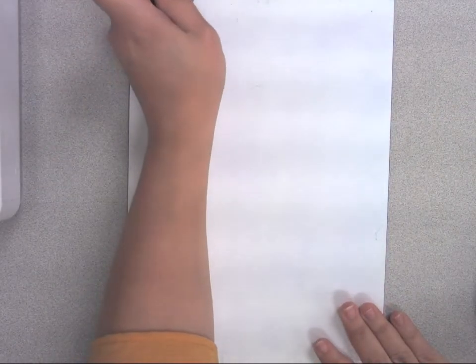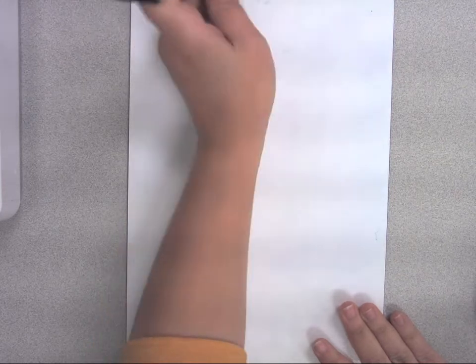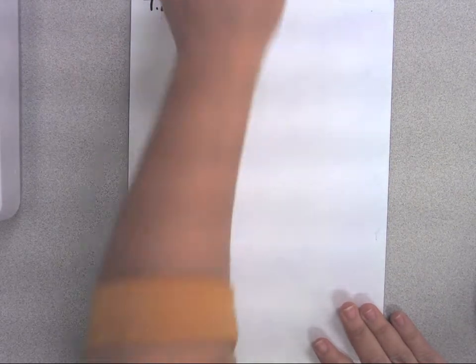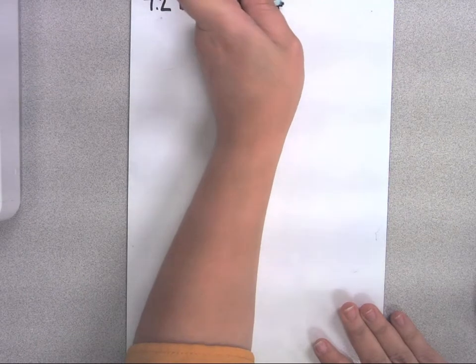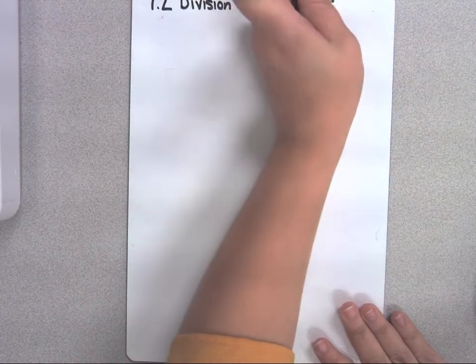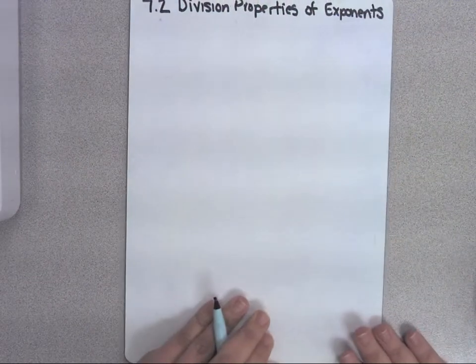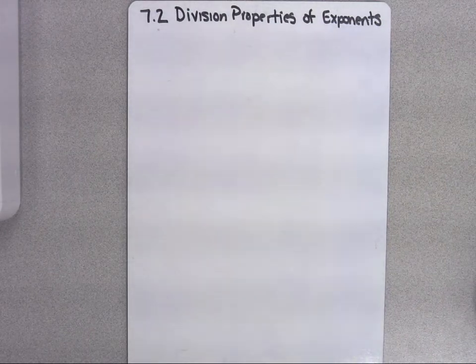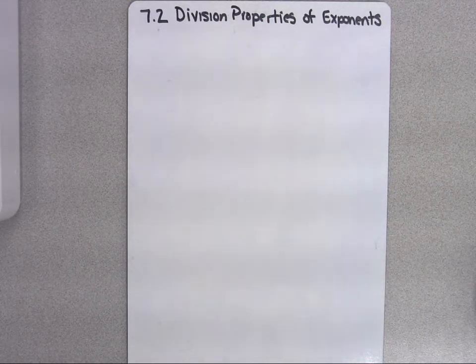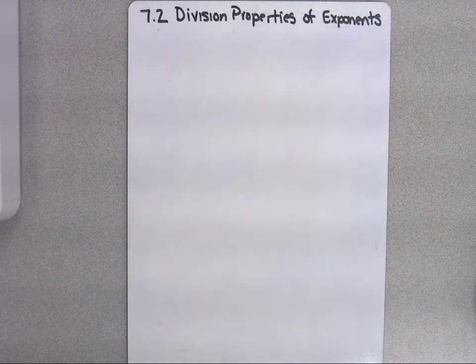Okay. I'll put the title in black. 7.2 is division properties of exponents. Division properties of exponents. There's 4 of these. And realistically, only 2 of them you learned in the last one. So, easy.